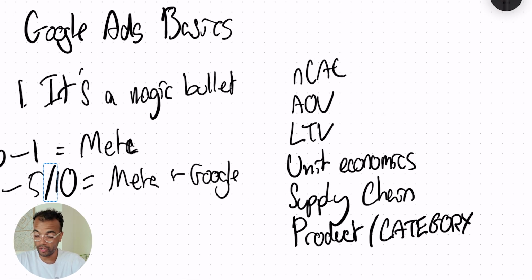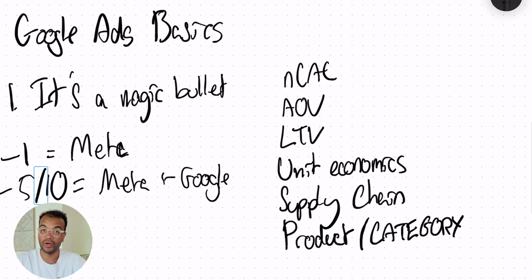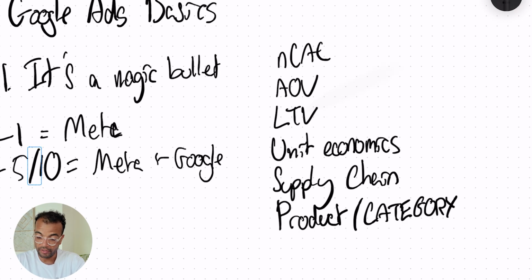So Google Ads won't work on a brand which has an NCAC way too high than what you can actually bid for and pay for on Google. If your AOV is lower, then it's going to be harder to advertise. Of course, if your AOV is higher, that's great. If you have a high LTV, then that's great. If you're just going for subscriptions, you can do that too.